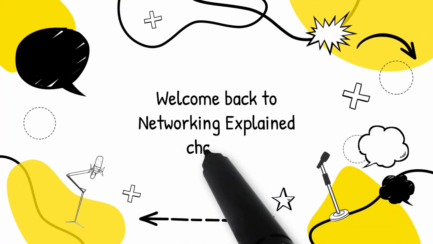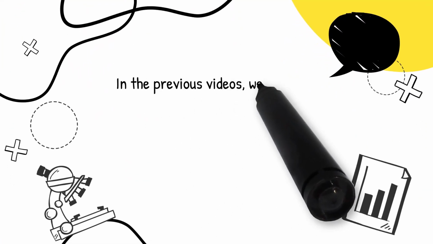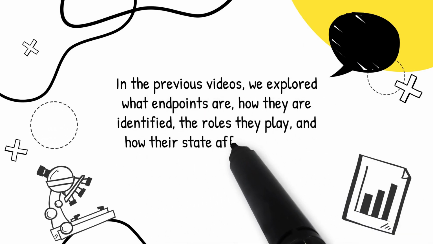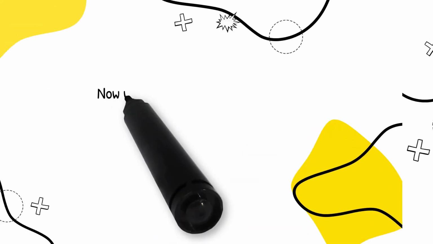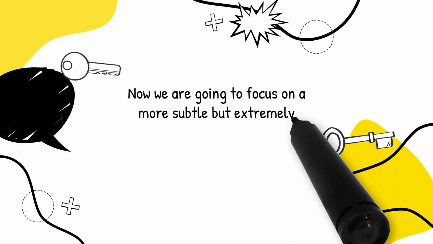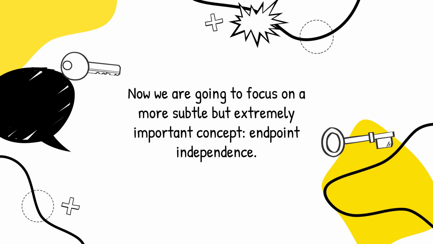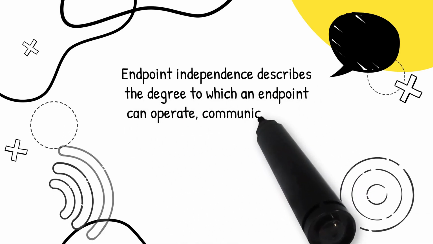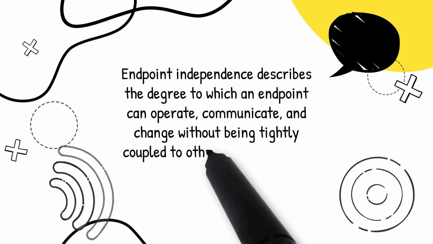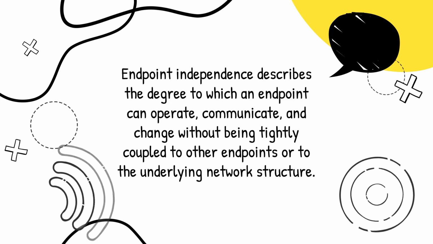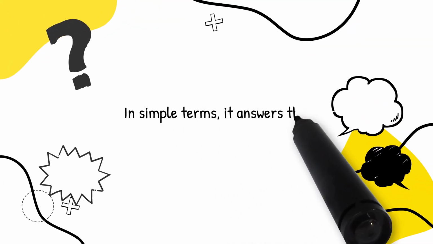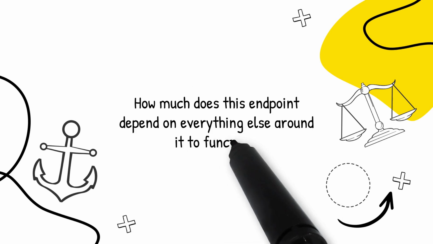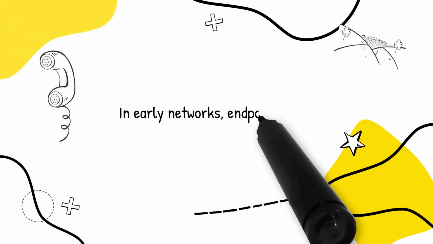In the previous videos, we explored what endpoints are, how they are identified, the roles they play, and how their state affects network behavior. Now, we are going to focus on a more subtle but extremely important concept: endpoint independence. Endpoint independence describes the degree to which an endpoint can operate, communicate, and change without being tightly coupled to other endpoints or to the underlying network structure. In simple terms, it answers this question: how much does this endpoint depend on everything else around it to function?